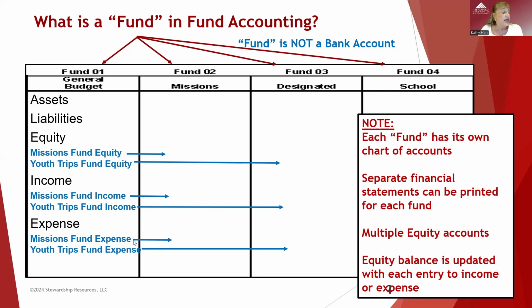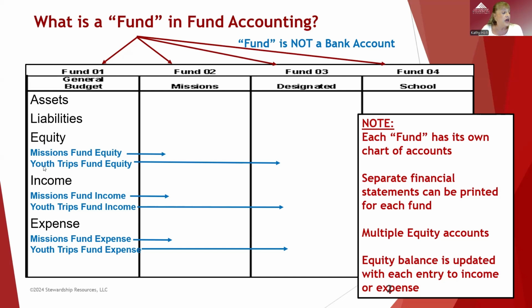and any expense accounts associated with our missions fund. The difference here is that all of our missions fund expense lines can automatically close into our missions fund equity account. All of our missions fund incomes can automatically close into our missions fund equity account. One of the advantages of a fund accounting program is you don't have to wait until year end for that equity account to update so you know the balance. Every time you code something to the income or expense, it automatically closes into that equity account. So your balance is updated every time you make a transaction.